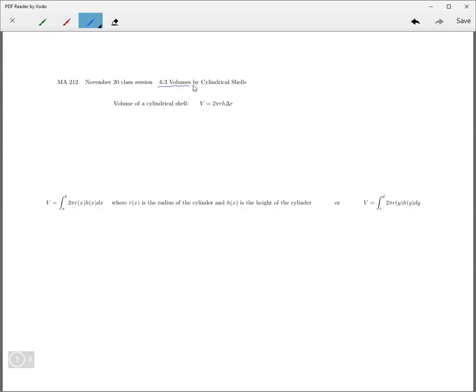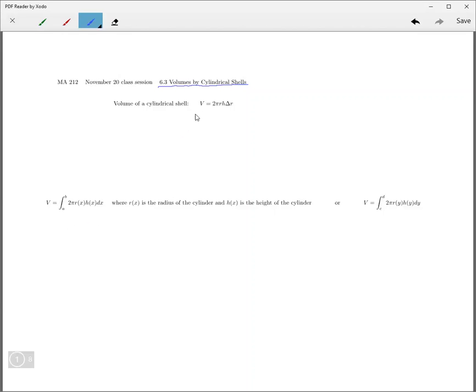Cylindrical shells. You're finding the volumes of the exact same object as we did in the previous section, but we're doing it in a slightly different way, by cylindrical shells. So it's solids of revolution. You're revolving a region about an axis, but you're taking the cylindrical shells instead of the cross sections.